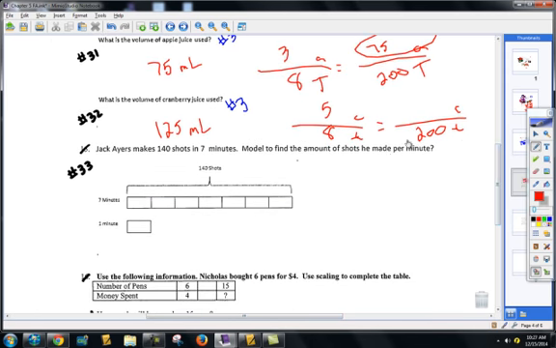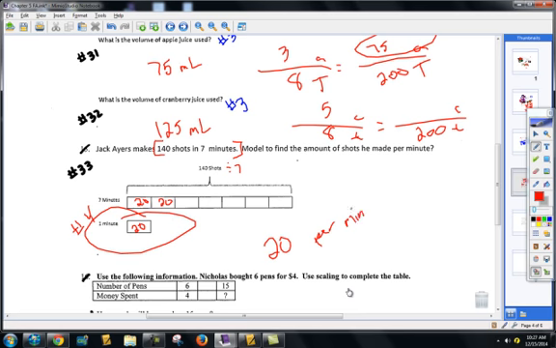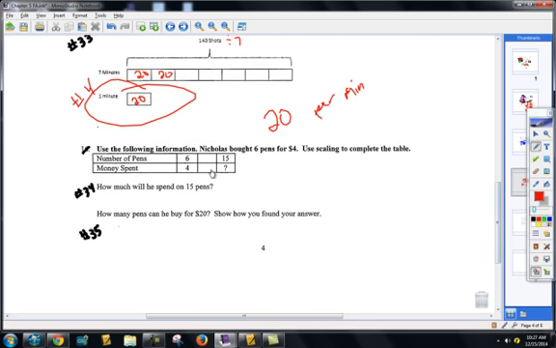This one here was even easier. It said that Jack Ayers made 140 shots in 7 minutes. By the way, this is learning target number 4. Okay, model to find the amount of shots he made per minute. Well, if you know that those 7 right there is representing 140 shots, don't you just want to do 140 divided by 7 to get 20 in each? You don't even need to cover them in because you know now that 1 represents 20. So that means he makes 20 per minute. Pretty easy there, I think. Right? Learning target number 4.